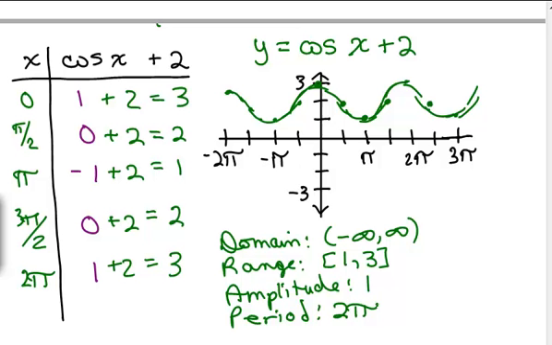Now, you might notice this looks, again, just like y equals cosine of x, except it's picked up 2 spaces up. All the values that were y are 2 higher than they were for y equals cosine of x. So remember, for the cosine of x, we had 0, 1. Here we have 0, 3. So if you were to graph y equals cosine of x here, it would just be 2 spaces below this one.